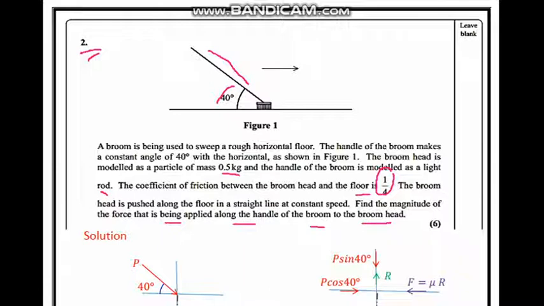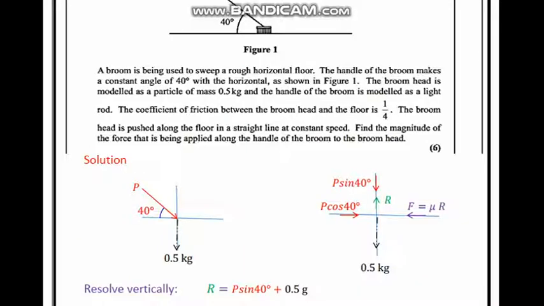Let's see how to solve it. To answer, the first step is we draw the problem. This is the figure that we can see in the question itself. So this is the handle of the broom, this is the 40 degree angle, this is the mass of the broom, which is 0.5 kilogram, as you see. After that, we resolve the forces. It's okay.